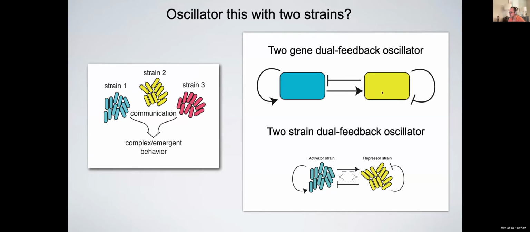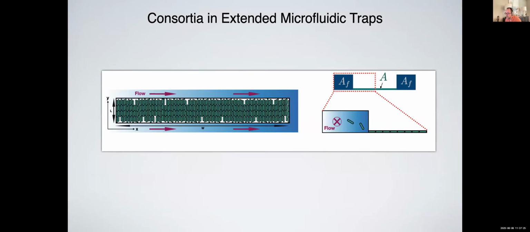And so you get a robust oscillation just at a population level, just as you do at the level of a single cell, and I'll show you this in a moment. But I'll skip right into the more interesting part, where we also looked at what happens in spatially extended consortia. And what you'll look at, just to briefly describe, is an extended consortium that's grown in a microfluidic trap.